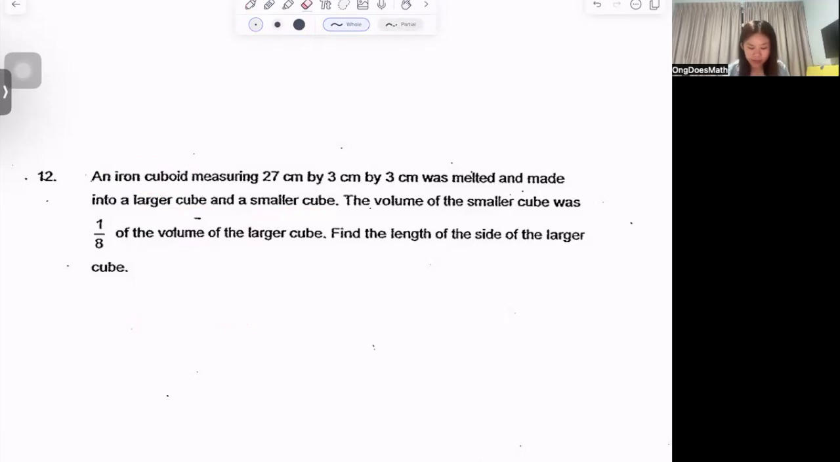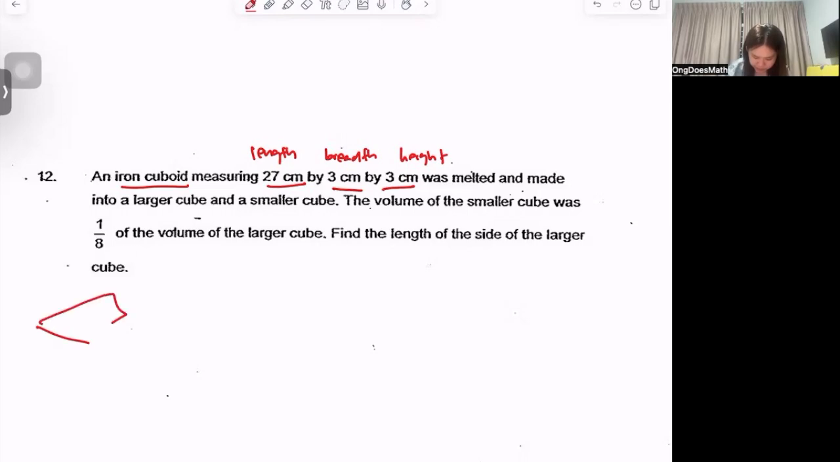Okay, let's start off by finding the volume of this iron cuboid first. So it measures 27 cm by 3 cm by 3 cm. The convention is length by breadth by height. So we have an iron cuboid. The length is 27, breadth is 3, height is 3.